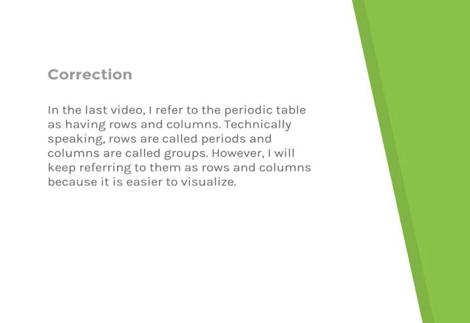So as a correction, in the last video I referred to the periodic table as having rows and columns. Technically speaking, rows are called periods and columns are called groups. However, I will keep referring to them as rows and columns because it is easier to visualize.